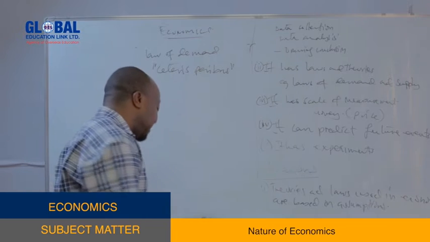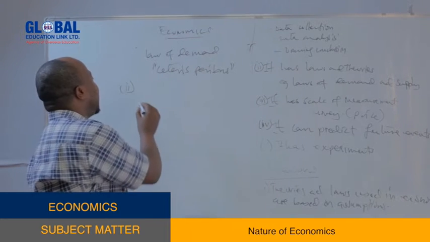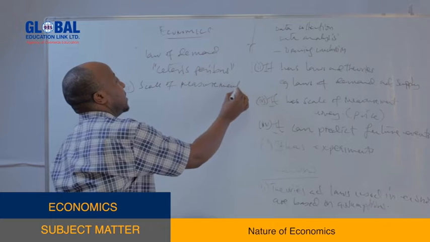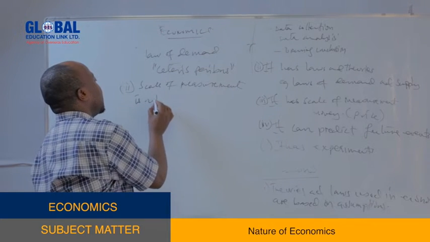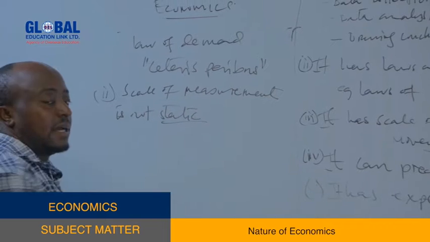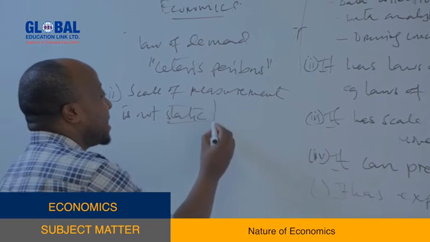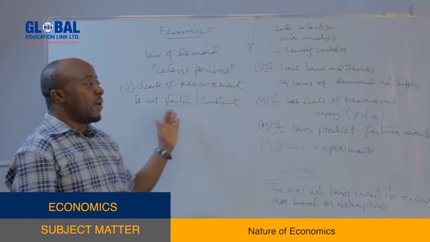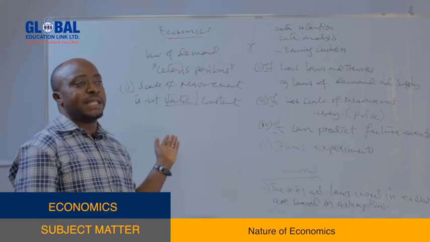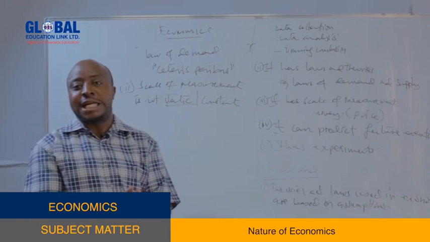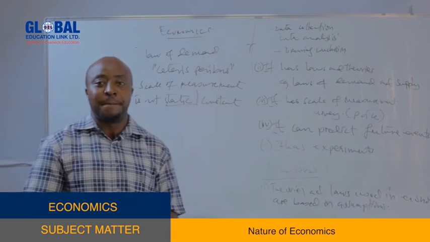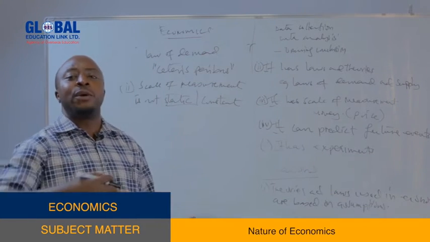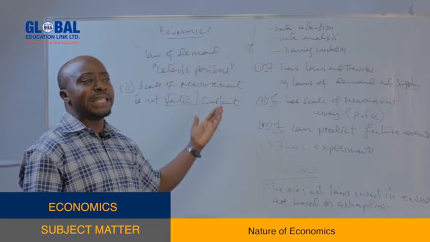The second reason, we said economics has a scale of measurement, but the scale of measurement is not static. Or you can say not constant, so that it is well known. It means the scale of measurement in economics, which we said is money, is not constant. The value of money changes from time to time. You can find today 1 shilling maybe equals this amount. Tomorrow it is going to change. So it is not constant. It is dynamic, changing from time to time.